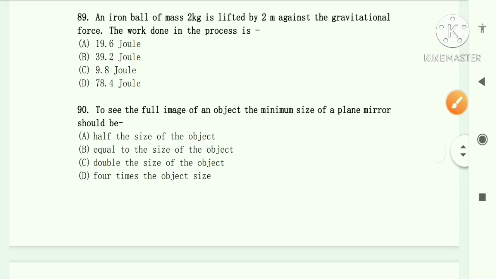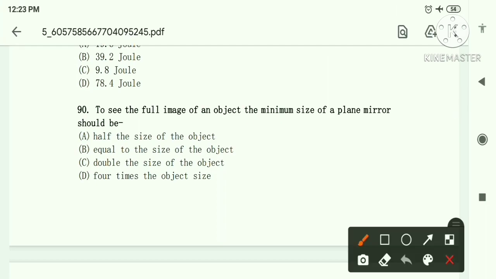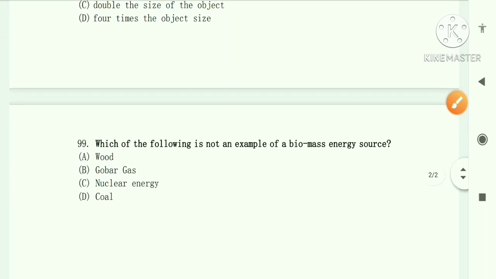Here it is. To see the full image of an object, the minimum size of a plane mirror should be option A, half the size of the object, option B, equal to the size of the object, C, double the size of the object, option D, 4 times the object size. Here it is asking for minimum size, so it will be enough to have half the size of the object. So option A is right answer. Now let's go to the next question. Here it is, the last one.